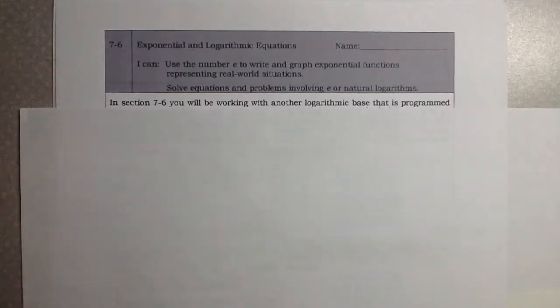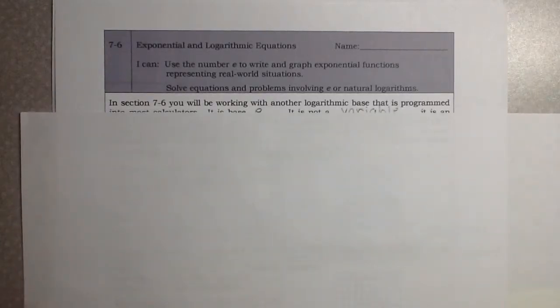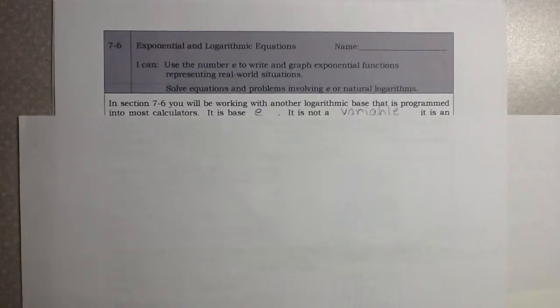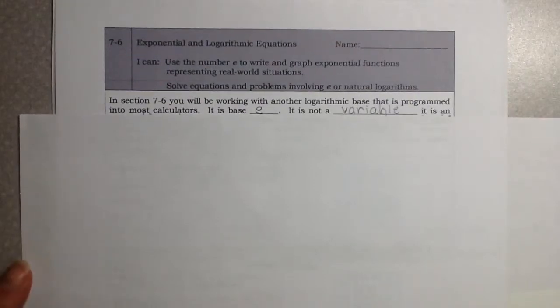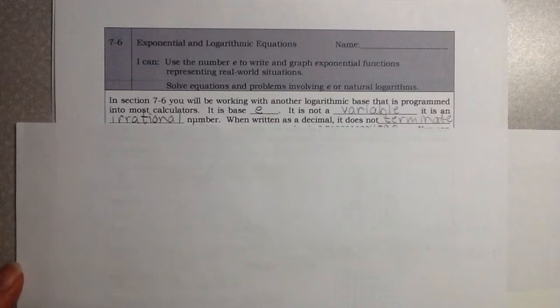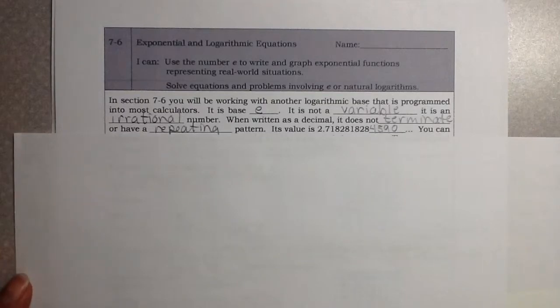In section 7.6, you'll be working with another logarithmic base that's programmed in your calculator. We already talked about base 10 that's programmed in your calculator. This base is e, and it is not a variable. It is an irrational number, like pi. When written as a decimal, it does not terminate or have a repeating pattern.